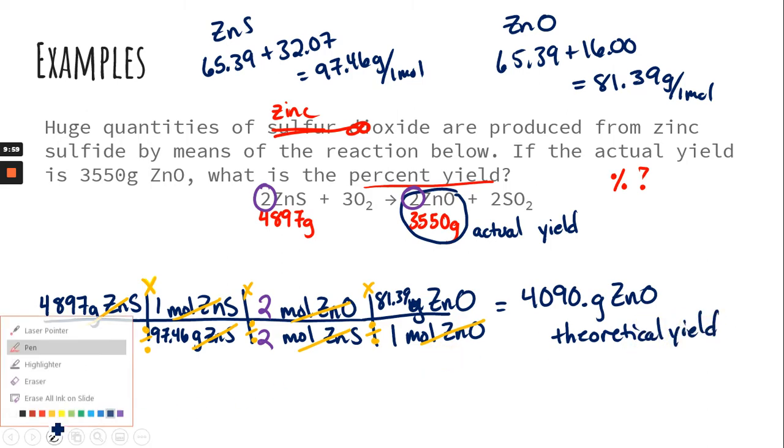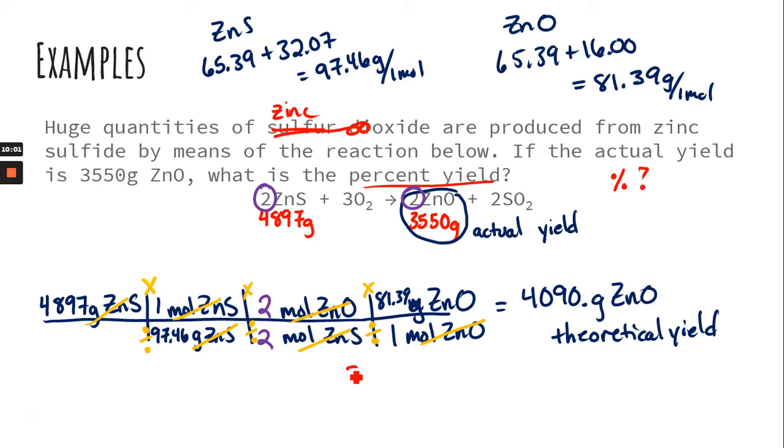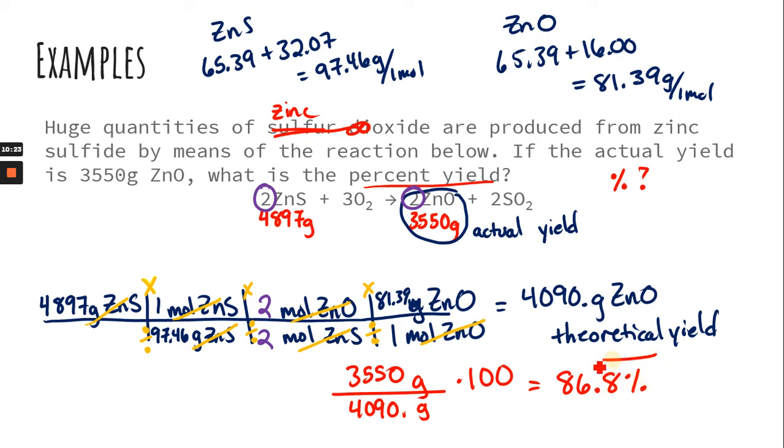So to find our percent yield, we're going to take the actual and divide it by the theoretical. Multiply by 100. Because our actual yield does not have a decimal, that means there's only 3 significant figures. So our percent is going to be 3 significant figures, and it would be 86.8%. So this is an even better yield than the previous question.